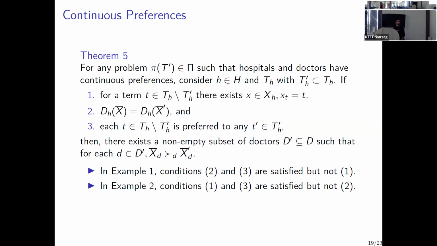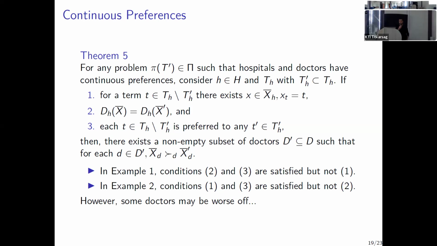In my second example, it was the opposite. The new term that is added is preferred because it's a higher salary. And the term is used, but the doctors who are assigned to that hospital are different. Remember, it's Dr. D2 who was before assigned to hospital H2, who is now working at H1. And even if I impose such a condition, we can still have some doctors who are worse off, but we know that one of the doctors is better off.